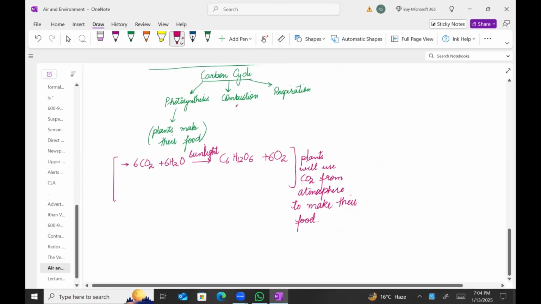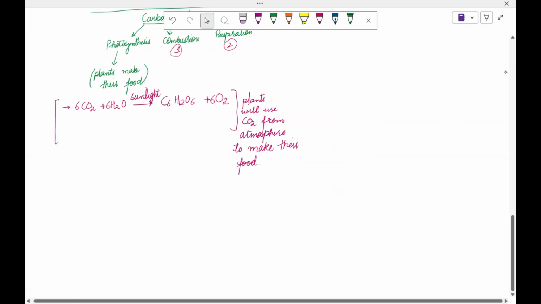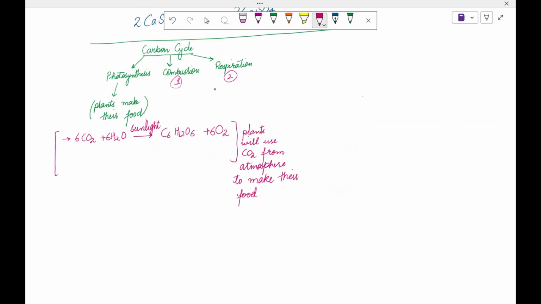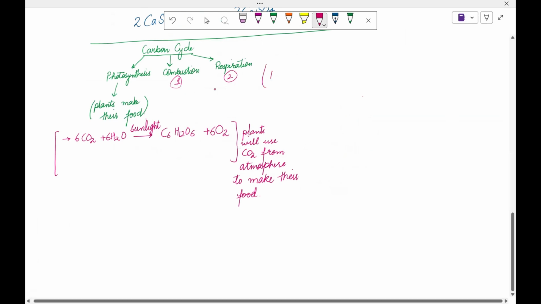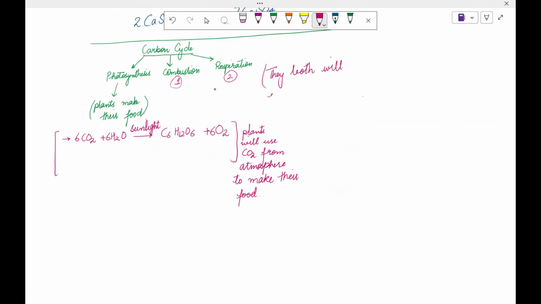But on the other hand, the combustion process and the respiration process, remember one thing about them, they both will introduce carbon dioxide into the atmosphere. The respiration process occurs in plants, or rather in all living things, okay? And we are going to study that process.